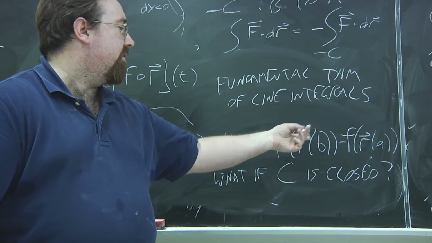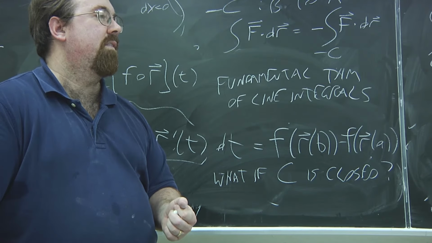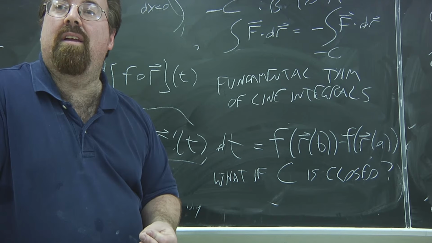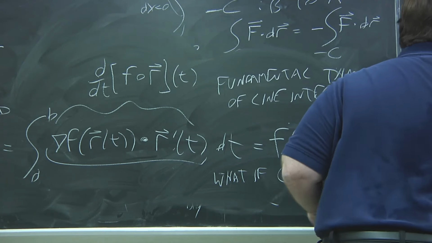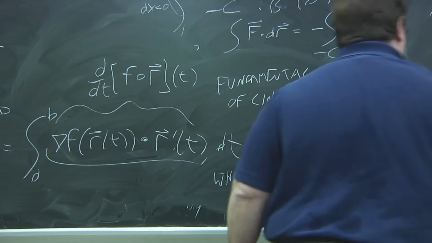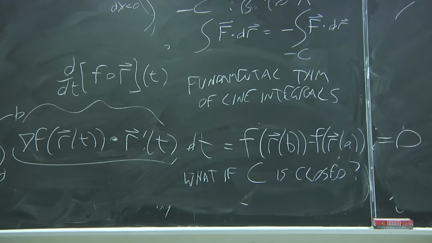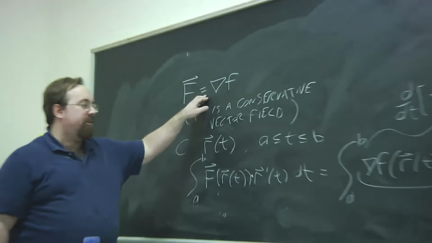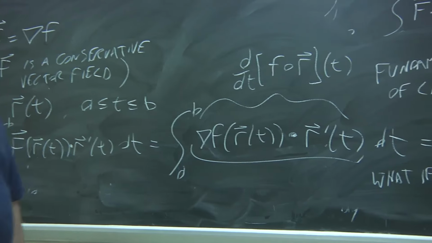So what does that say about this value here? They have to be equal to one another. The f of r of b and f of r of a have to be equal, because you're plugging the same point into f. So the value has to be 0. So the line integral of a conservative vector field over a closed curve is always going to be 0.